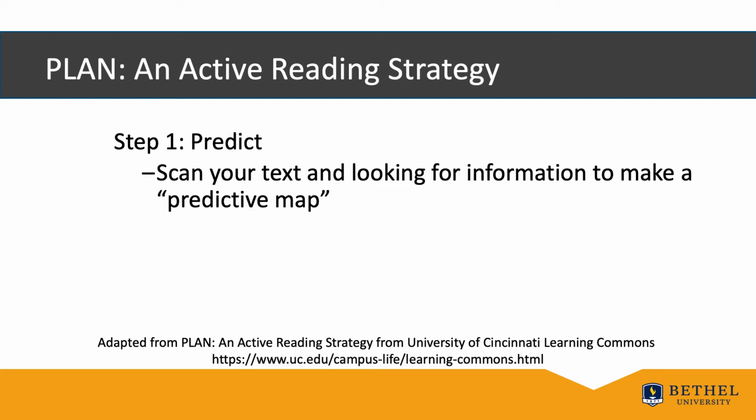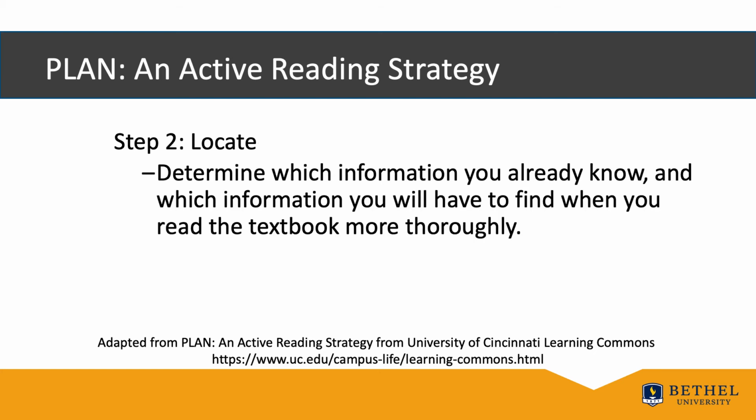So the PLAN reading strategy really has 4 steps to it, and they are step 1 to predict. So step 1 entails scanning your text and looking for information to make a predictive map. Using this information, then you draw the map. You expect the chapter, the article, the essay. So this would be great when you're analyzing a text because you're going to see bold, italicized, defined terms, key people, charts, graphs, etc.